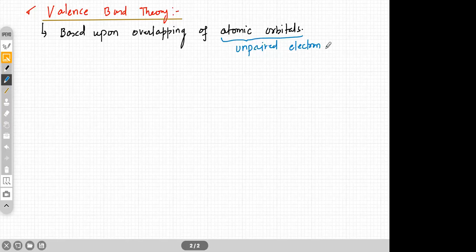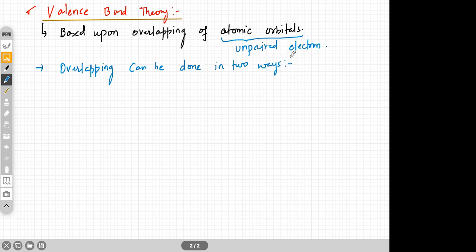Okay, so when you talk about the overlapping of atomic orbitals, there are two types of overlap. So next write down, overlapping can be done in two ways. The first one is axial overlapping, and the second one is lateral overlapping. Axial and lateral overlapping.